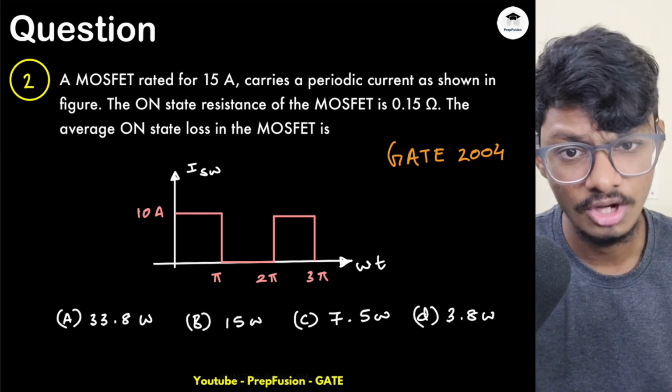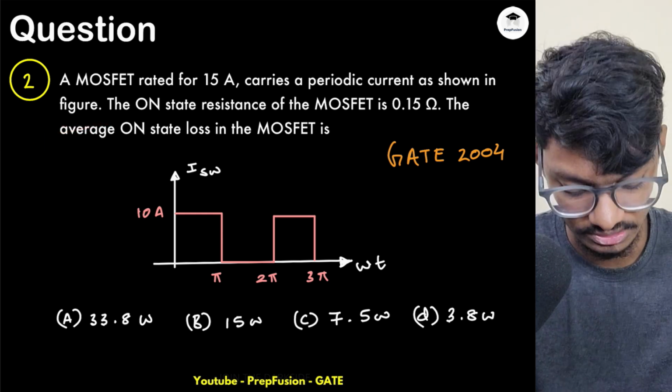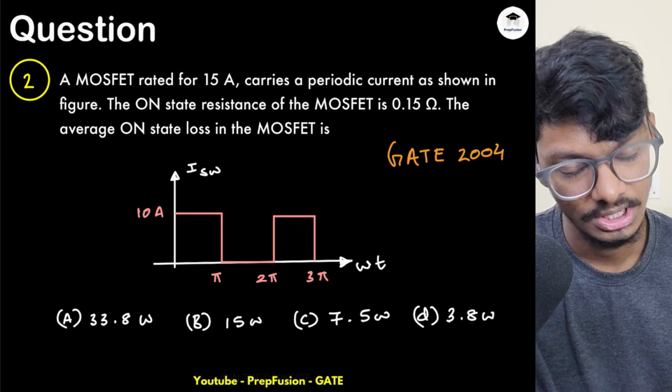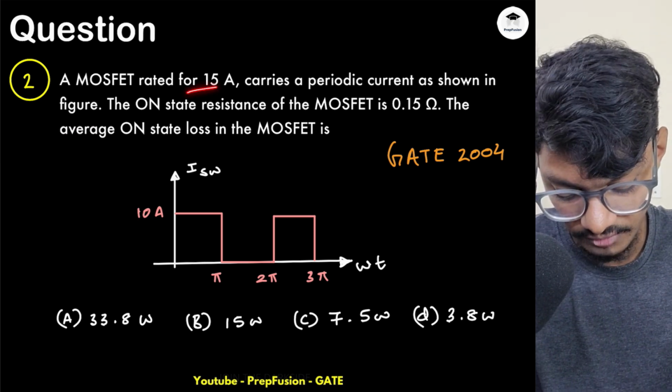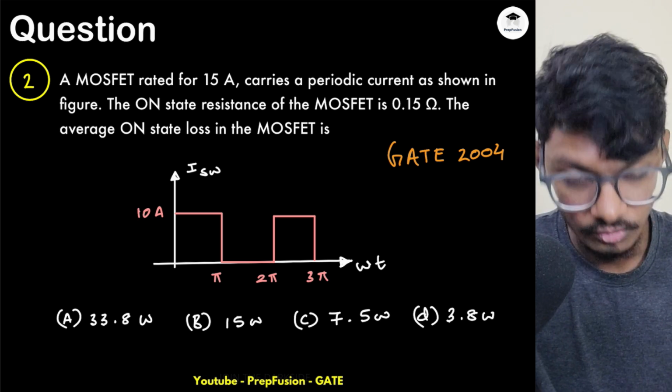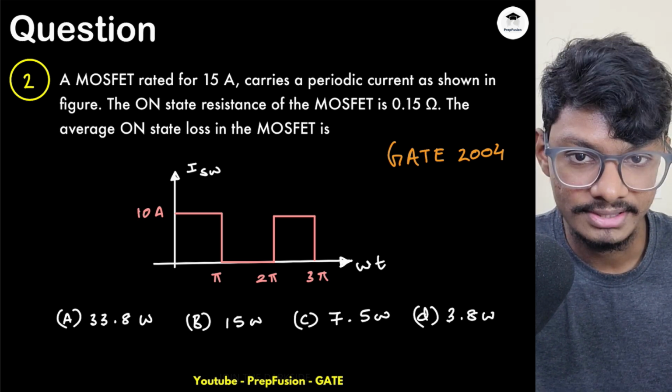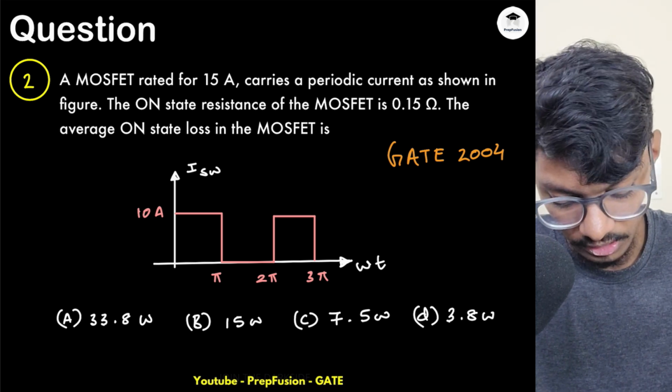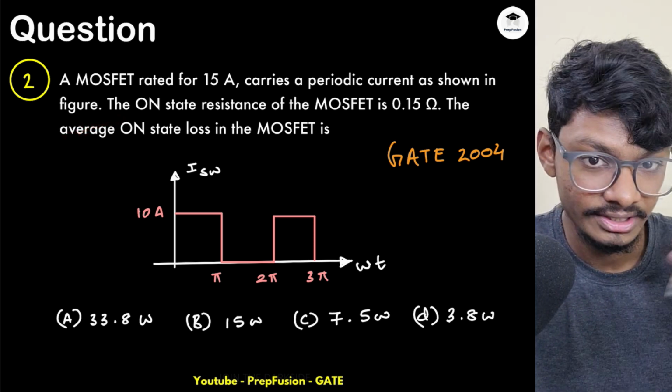So it is asking us the on-state loss. What is the loss across it when it is on? Obviously here it is rated for 15 amps, and we have to compute the on-state loss. So which model is this? This is the second model, where we are replacing our MOSFET with a resistor.